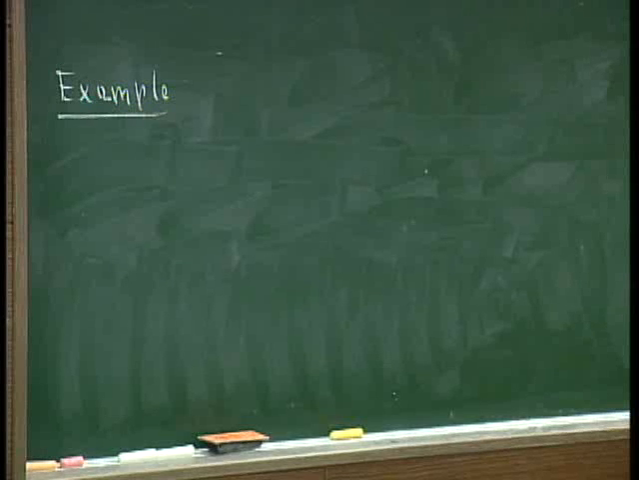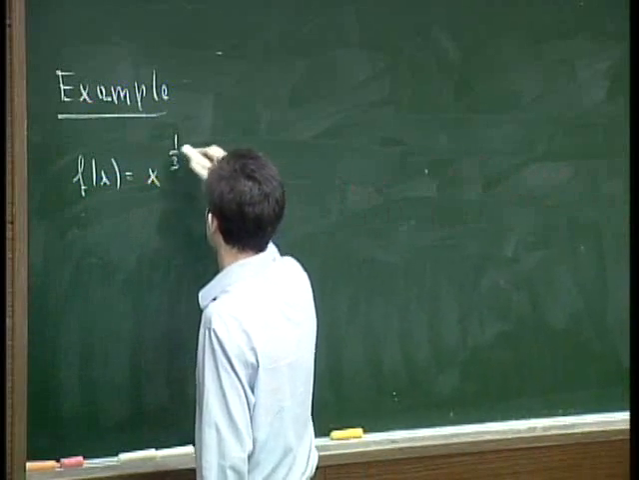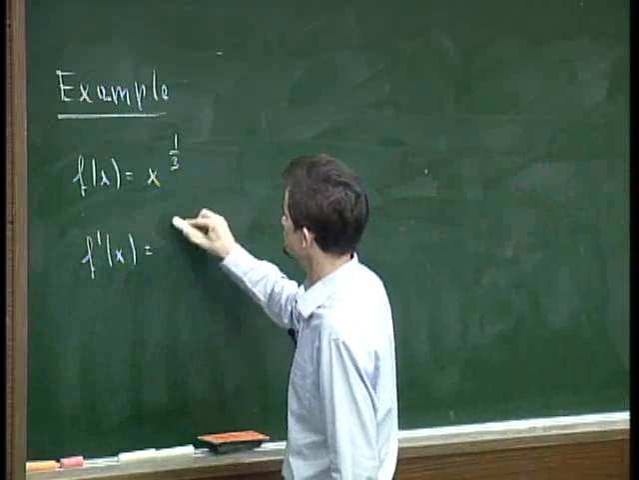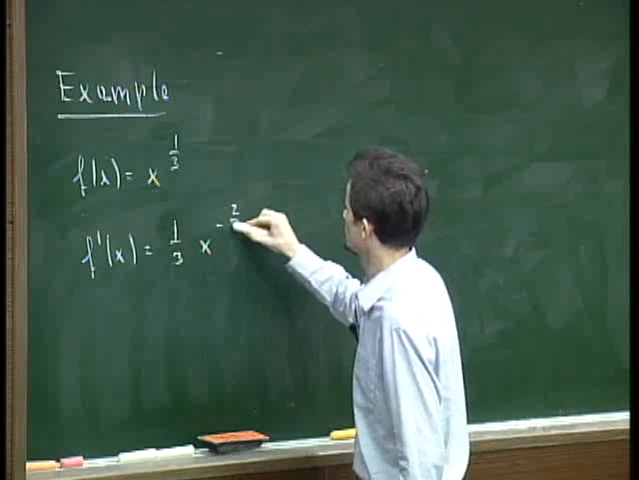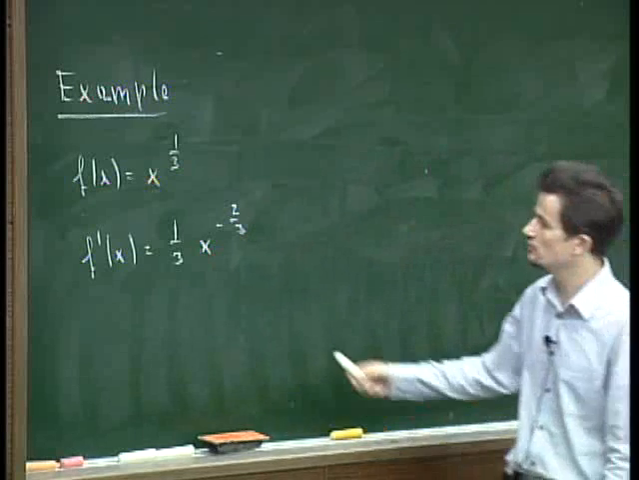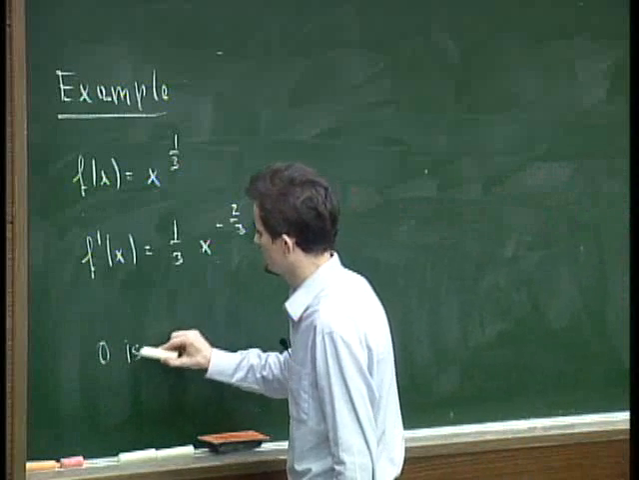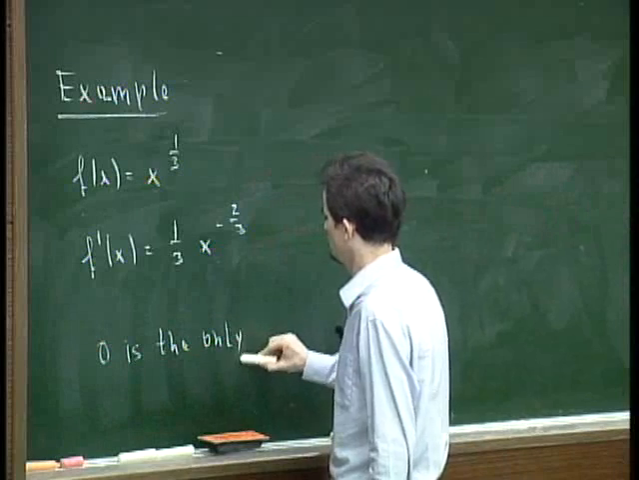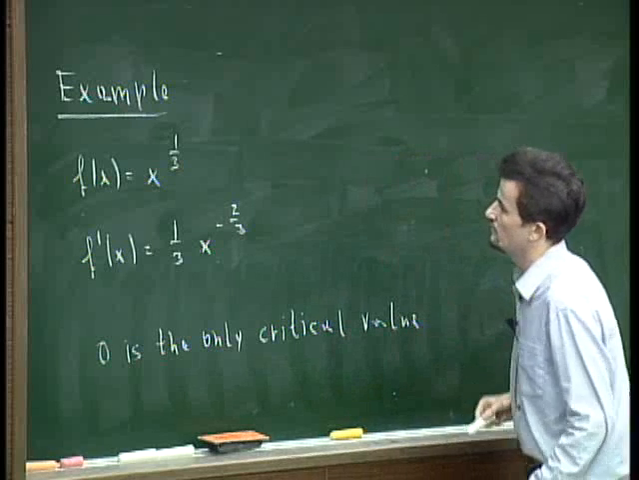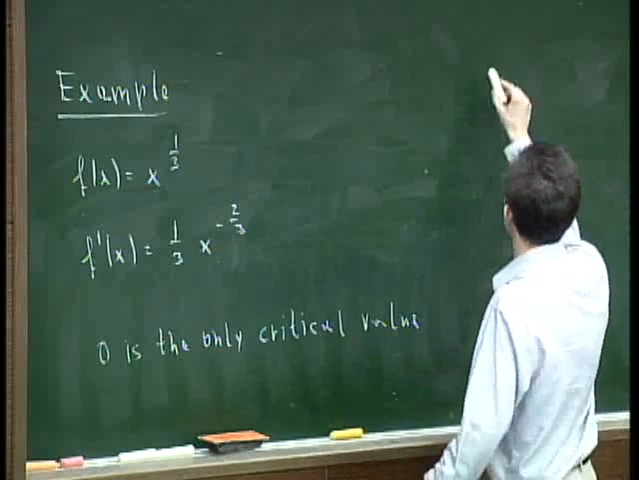Okay, so let's maybe look at an example where we compute critical values. So for instance, if we have this example here, then we see the derivative is never equal to 0, but the derivative does not exist at x equal to 0. So 0 is the only critical value. But of course, from the graph, you see that at 0 you have nothing. You do not have a local extreme value.